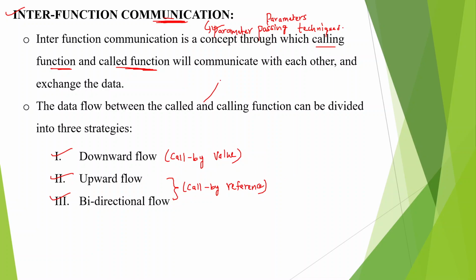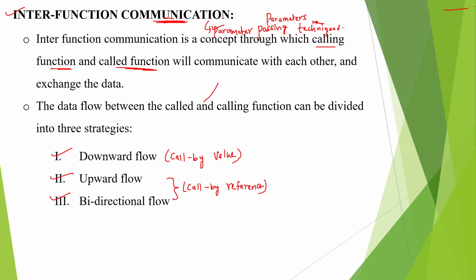So if they ask you to write about parameter passing techniques, write any two only. Downward flow we write as call by value, but upward flow we have to write as call by reference, or bidirectional flow we have to write as call by reference. So we mostly deal with downward and upward only. Bidirectional we will discuss inside interfunction communication only.